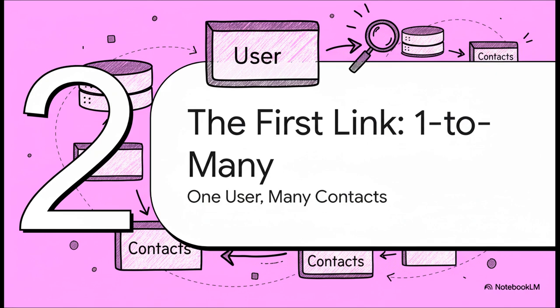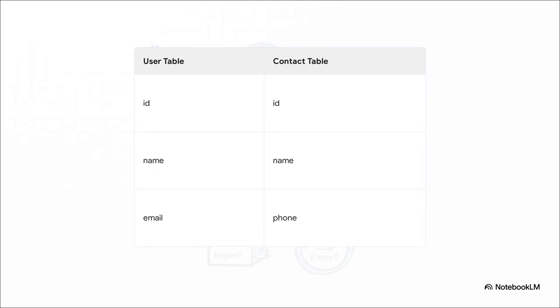All right, let's get our hands dirty and build our very first connection with the one-to-many relationship. The easiest way to think about this is a simple address book. One single user can have many contacts. This is probably the most common relationship you'll ever set up. So before we do anything, our database schema probably looks something like this. We've got a user table, we've got a contact table. They both exist, sure, but they're totally isolated. They're like two ships in the night. There's absolutely no link, no way for the database to know which contact belongs to which user. They're just two separate lists.